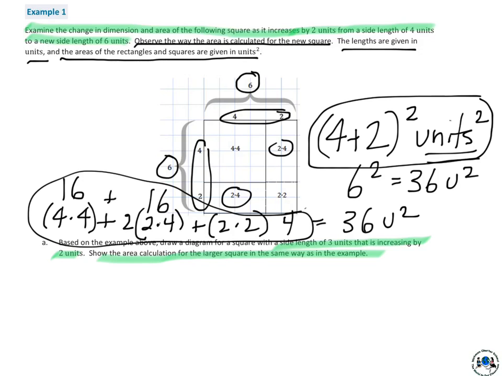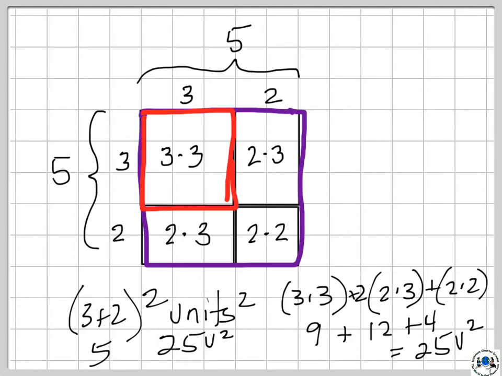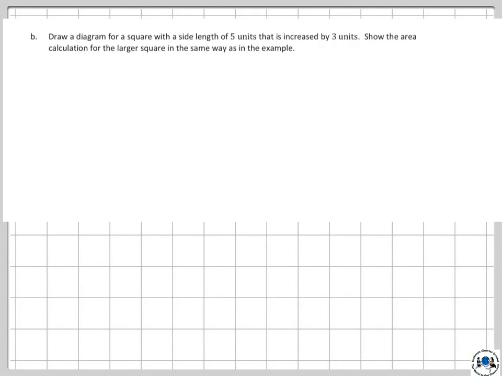Just something to recognize in these two examples. If you do notice, this one region right here is the 2 by 2, and we increased both dimensions by 2 units. We're left with that 2 by 2. Over here, again, we did increase both dimensions by 2 units, and we're left with a 2 by 2. Something just to consider.